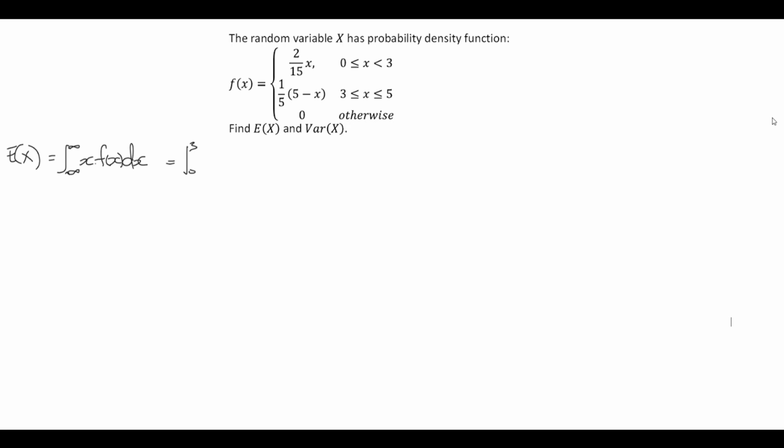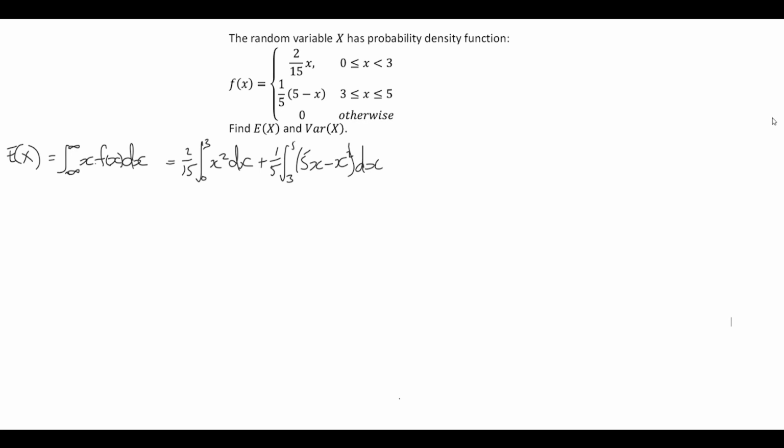I'll factorize out the 2 over 15. I'm going to multiply x by another x. Here I'm going to factorize out the 1 over 5, and I'm going to multiply 5 minus x by x. So this is the integration that we need to process. For each of the functions, I've multiplied by x, and I've applied the appropriate limits in between 3 and 0, in between 5 and 3.